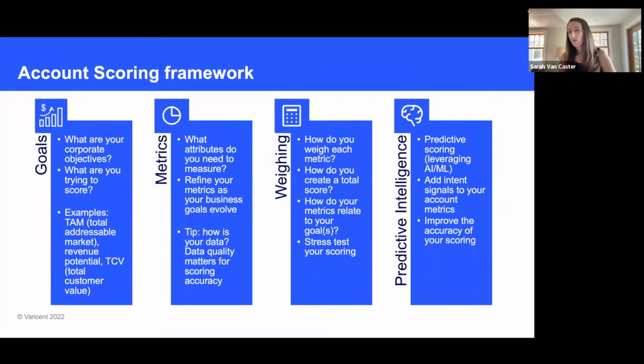One quick note on this front, and I know it's probably going to make lots of stomachs churn, but data quality. Data quality matters when it comes to the accuracy of your account scoring.